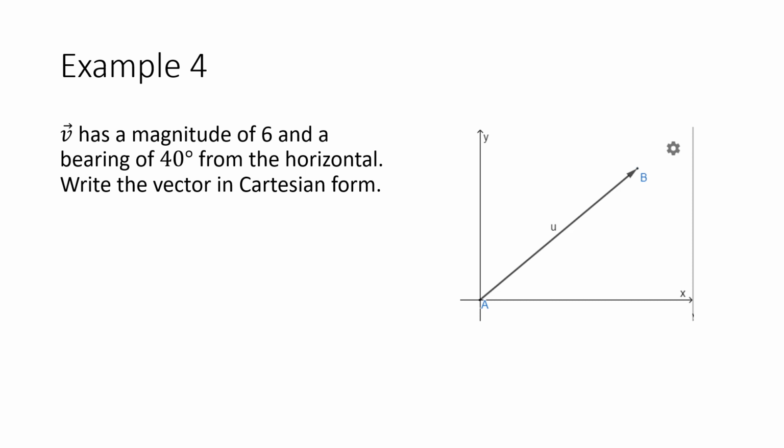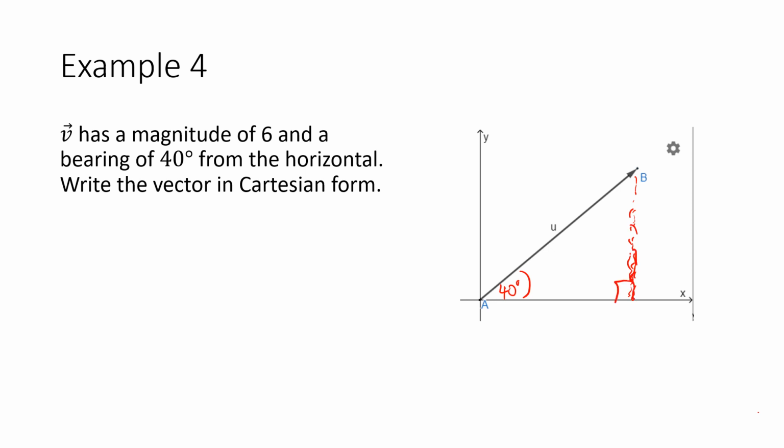So let's look at this example. Vector v has a magnitude of 6 and a bearing of 40 degrees from the horizontal. So this right here should be 40 degrees. Write the vector in Cartesian form. So you can just think of it this way, right? We basically have a right angle triangle here, right?